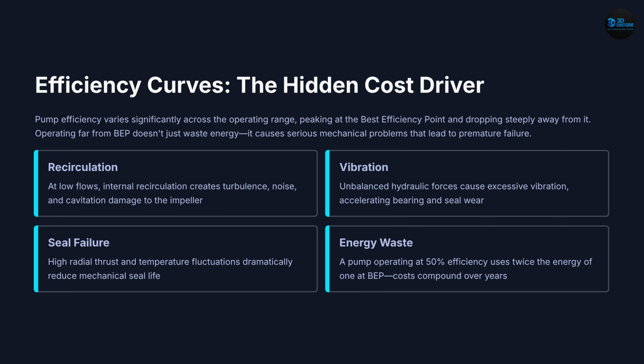Slide 9, efficiency impact. Efficiency varies across the pump curve. At BEP, efficiency is maximum. At low flow, internal recirculation causes vibration and damage. At high flow, instability and overload conditions occur. Operating away from BEP increases energy cost and reduces equipment life.